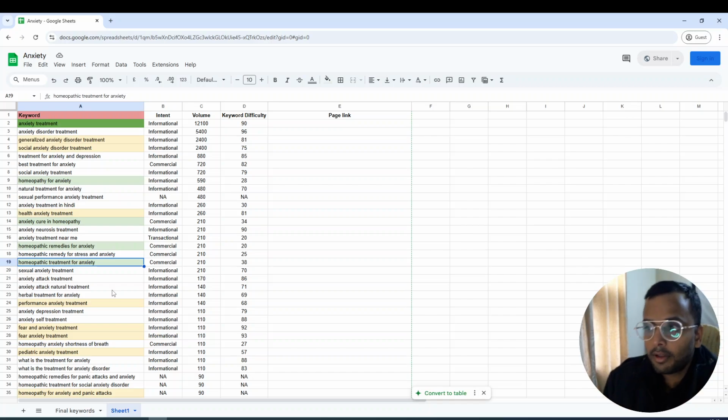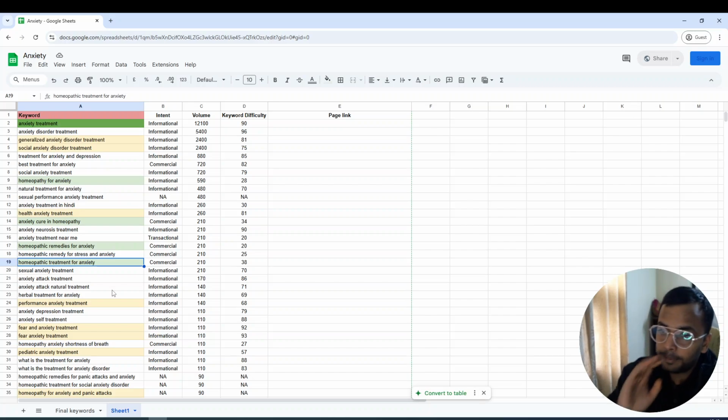So this is the process. The primary keyword that we marked as dark green, and the light green keywords are the secondary keywords that we marked, that we also want to rank.